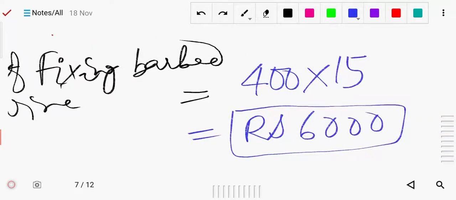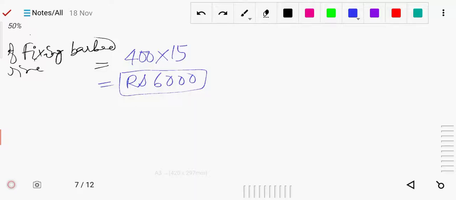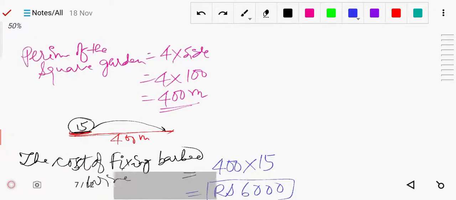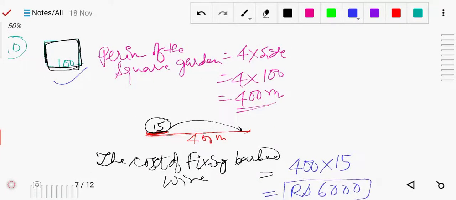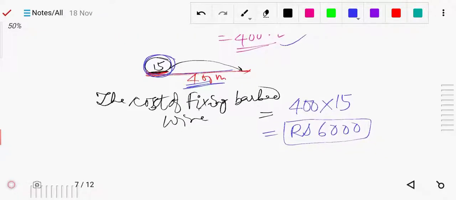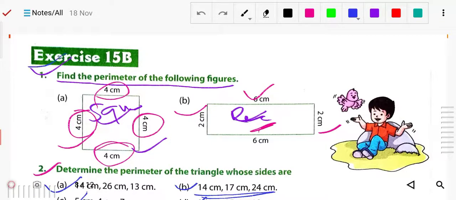Got it? So you can check this. First of all, you have to find the perimeter of this square field. So 400 meter, this total length is 400. Now if you put the wire for 1 meter, you have to pay 15 rupees. So how many meters? 400. So multiply by 15. Okay, so this is your answer. So you can complete this exercise 15b. Got it? Okay.